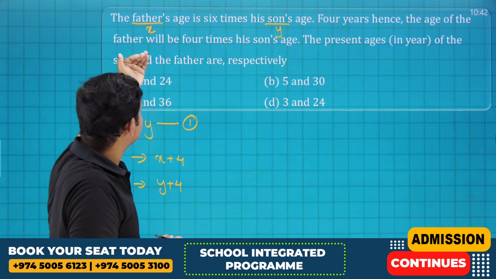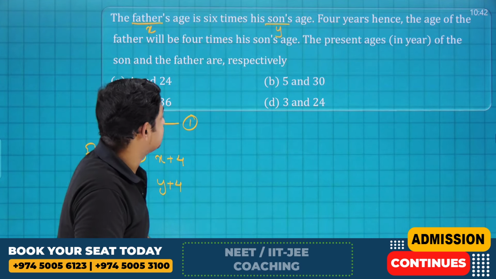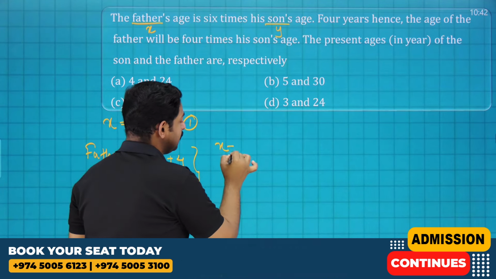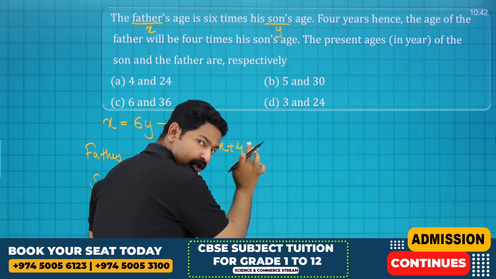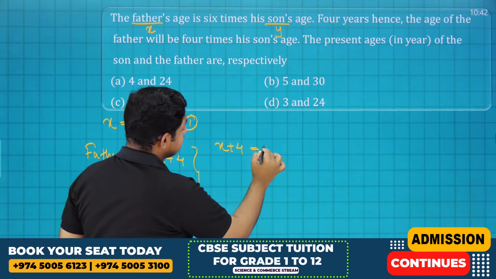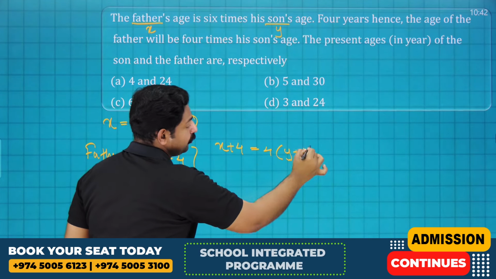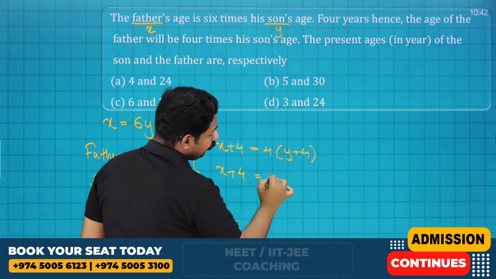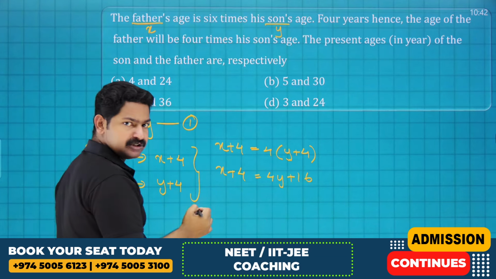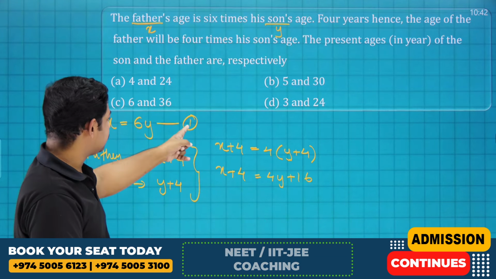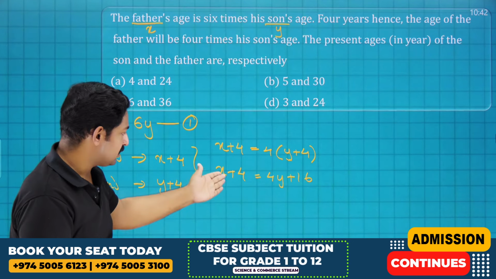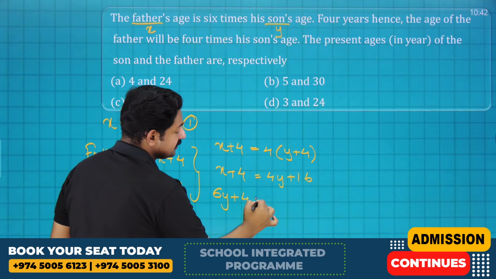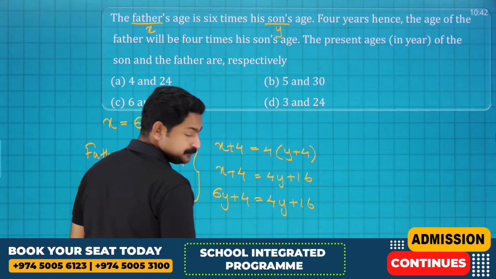Now after 4 years, what is the relation between their ages? It is given that the age of father will be 4 times his son's age. So age of father after 4 years will be x plus 4. So x plus 4 is equal to 4 times son's age. So 4 times son's age is y plus 4. Okay, which means x plus 4 is equal to 4y plus 16. So now how can we find out? It's easy, because from equation number 1, the value of x is equal to 6y. So you can substitute the value of x here. Instead of x it is 6y. So 6y plus 4 is equal to 4y plus 16.